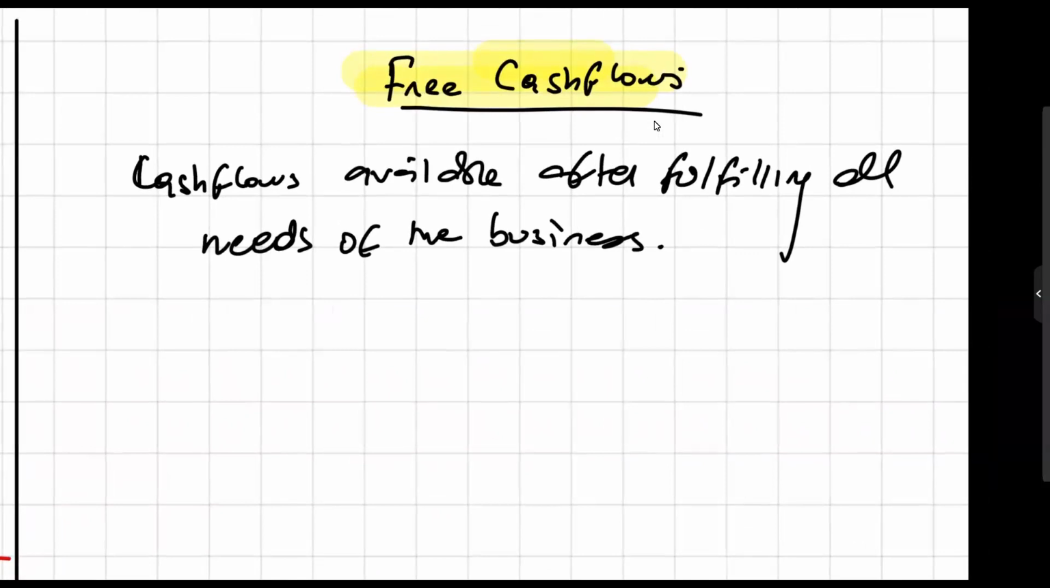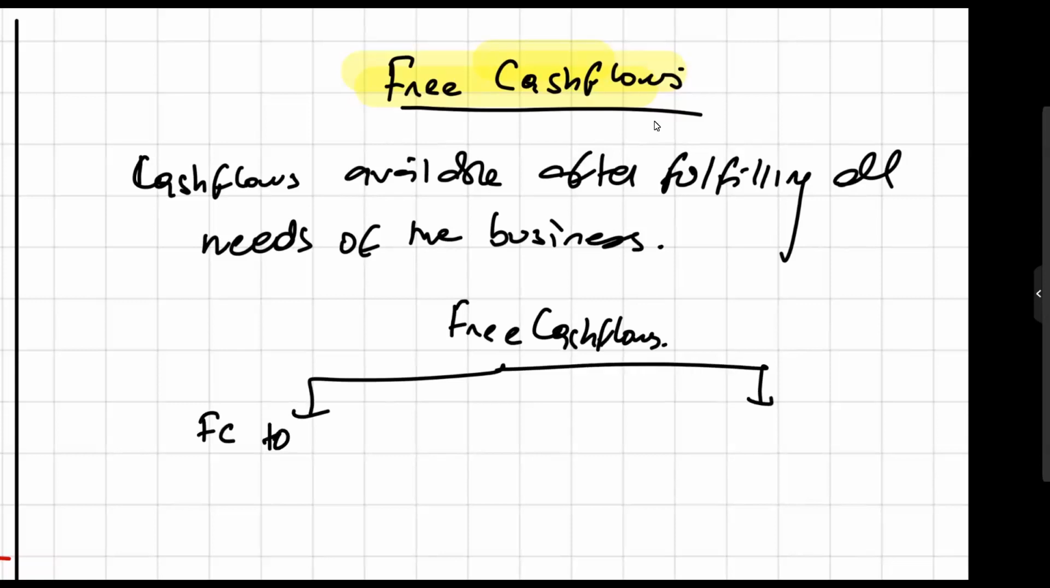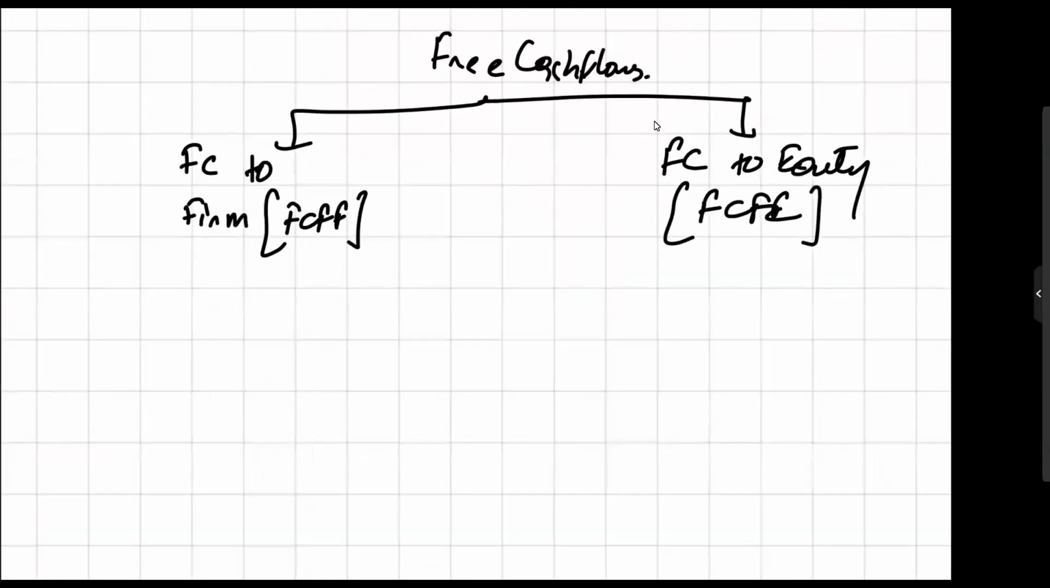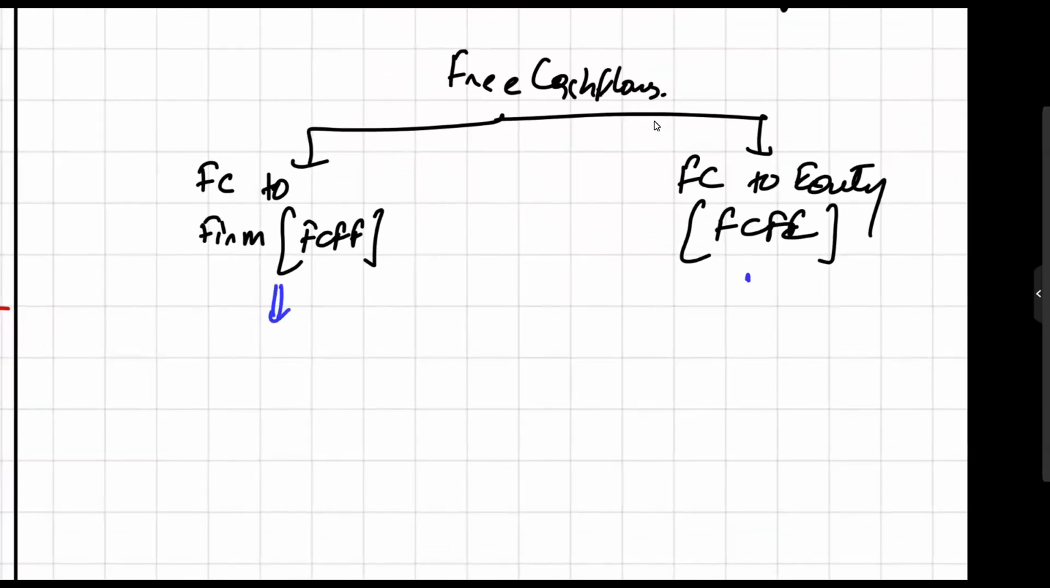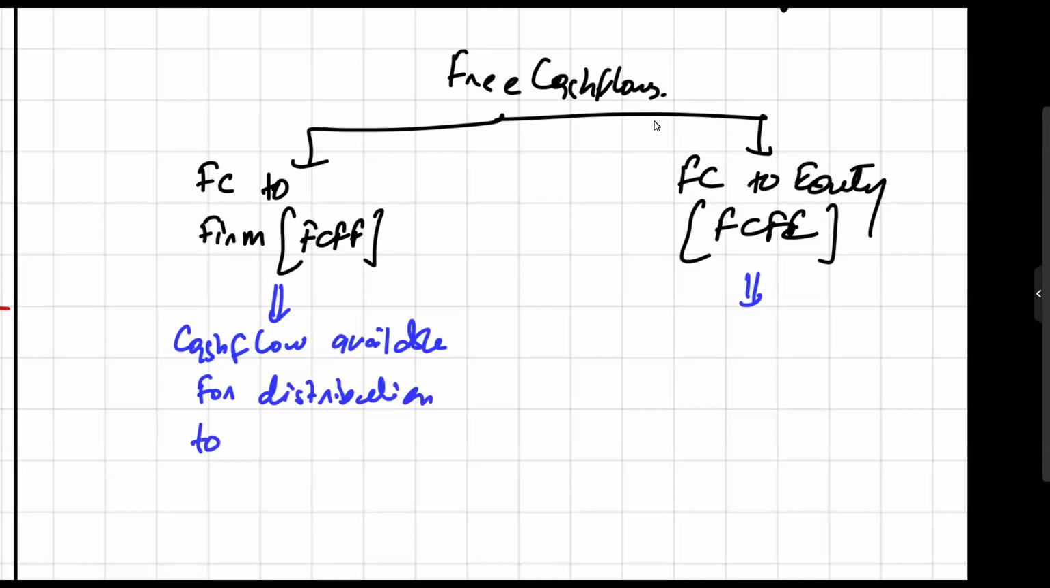Now, free cash flows are of two types. What are those two types? Whenever we talk about free cash flows, they are the free cash flows to firm, which we call FCFF, and the free cash flows to equity, which we call FCFE. When we talk about free cash flows to firm, it is the cash flow which is available for distribution to providers of finance.